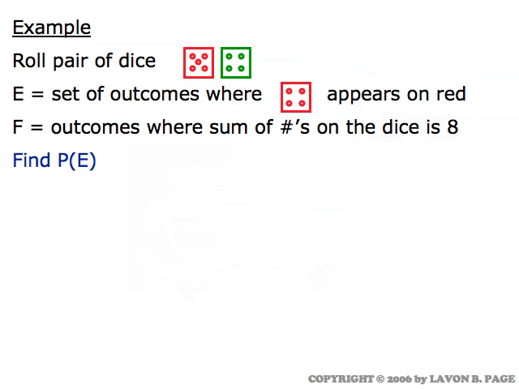Returning to the idea of rolling a pair of dice, a red one and a green one, E now is going to represent the set of all the outcomes where 4 is the number that appears on red. And F is going to be all the outcomes where the sum of the numbers on the two dice is equal to 8. Let's think about first what the probability of the event E is.